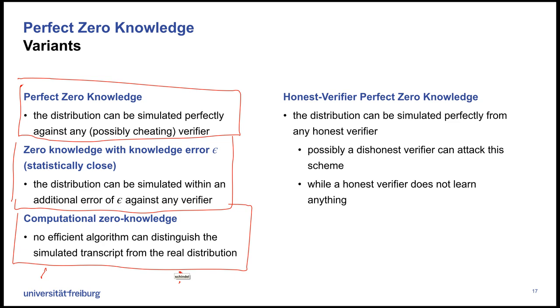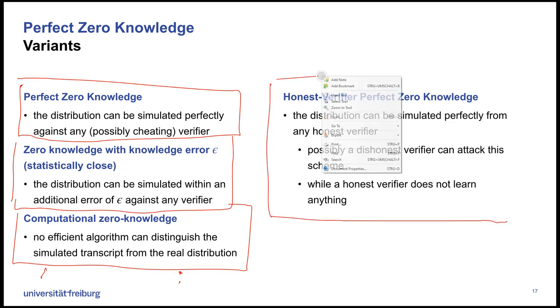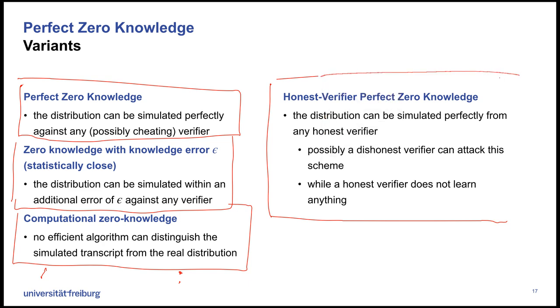Okay, so these are three. And the third and the fourth one we're looking into is honest verifier perfect zero knowledge, and that's something we already have seen. Assuming that we have an honest verifier, I can simulate the distribution, which means that the honest verifier doesn't learn anything.